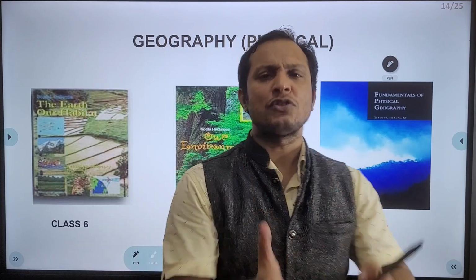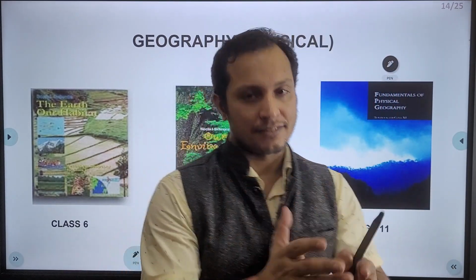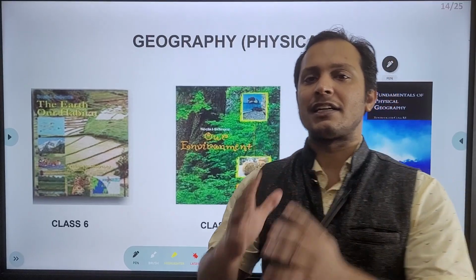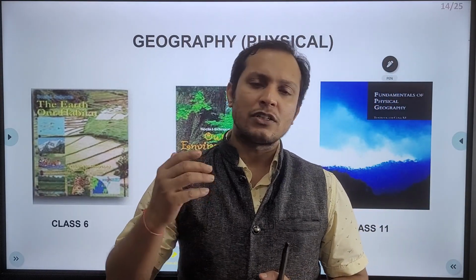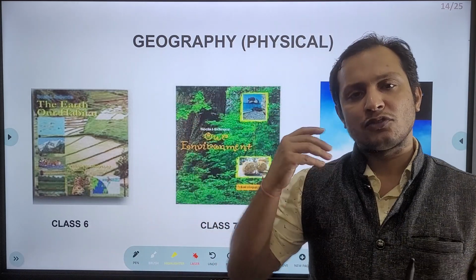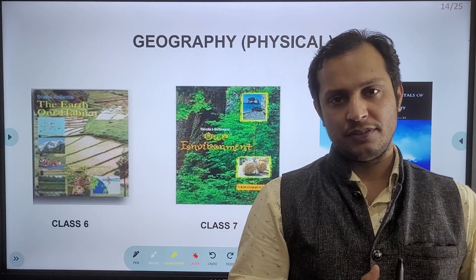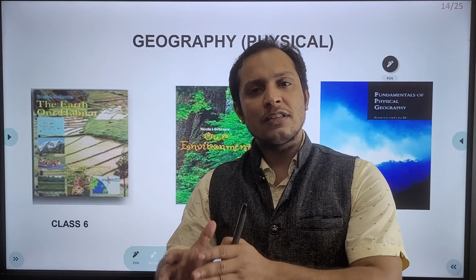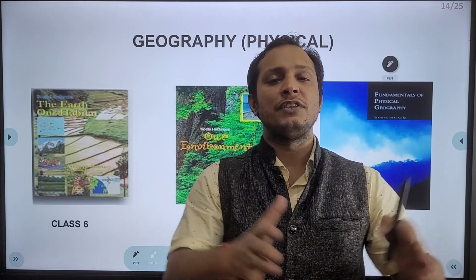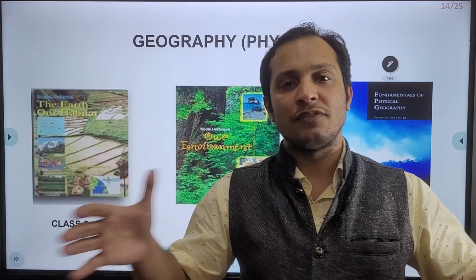However, as far as human geography is concerned, the number of questions coming from it is relatively less and mostly current oriented. I'll just show you. As far as geography and NCERTs are concerned, you have to start with world physical geography. Here you have to read all the NCERTs which cover world physical geography together.